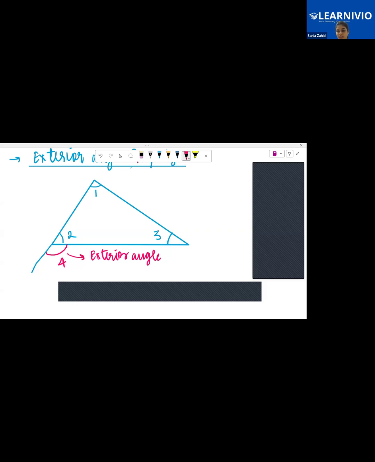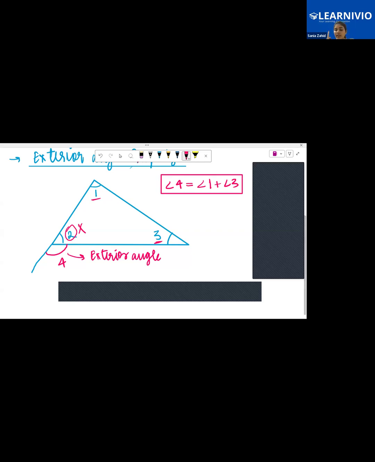Does anybody know the exterior angle property? See, angle number 4 will be equal to the two opposite angles. Which angle is attached to angle 4? It is angle 2, so forget angle 2. You will take angle 1 and angle 3. So angle 4 will be equal to angle 1 plus angle 3. This is the exterior angle property.